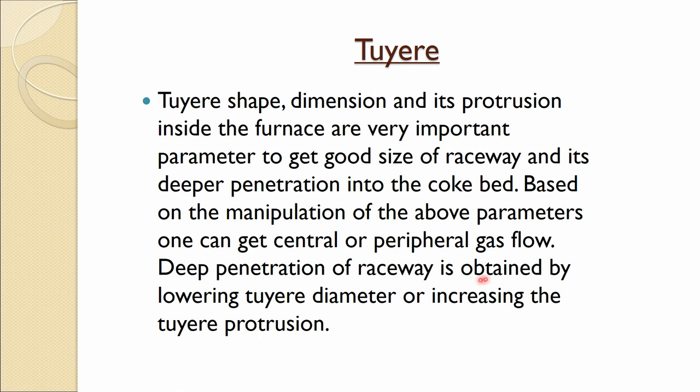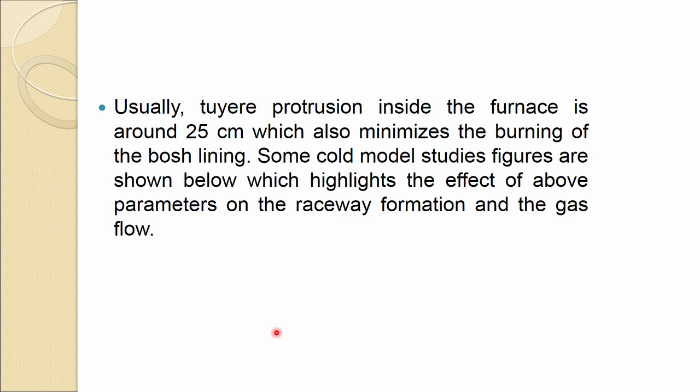Deep penetration of raceway is obtained by lowering Tuyere diameter or increasing the Tuyere protrusion, but that Tuyere protrusion you can increase only to a certain extent. So, that again has to be optimized, because too much Tuyere protrusion will be really obstructing the metal flow and burning of the Tuyere will occur very often. So, usually Tuyere protrusion inside the furnace is around 25 centimeter, which also minimizes the burning of the wash line.